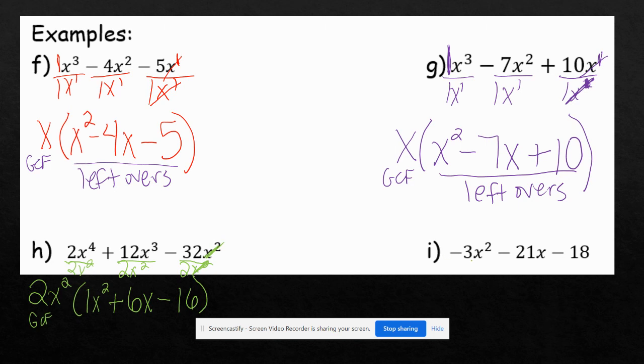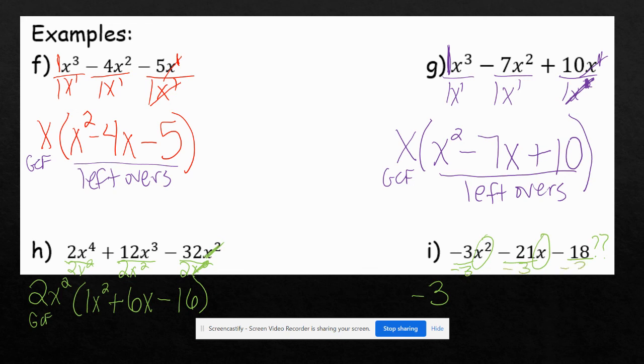Let's take a look at letter I. We have 3, 21, and 18, and they're all negative. So my common factor there would be negative 3. For my variables, I have x squared and x, but there's no x over here after the 18. So I can't take out a variable this time. All I can take out is that negative 3.